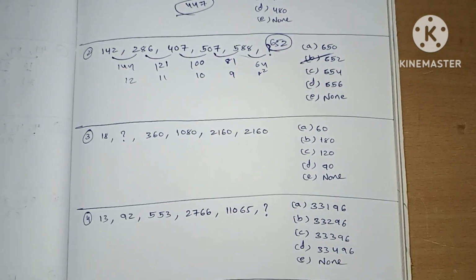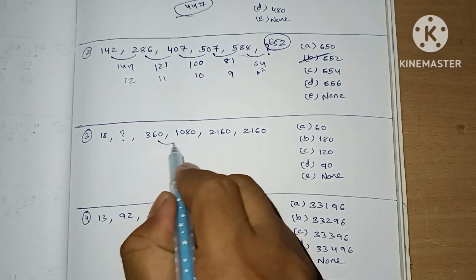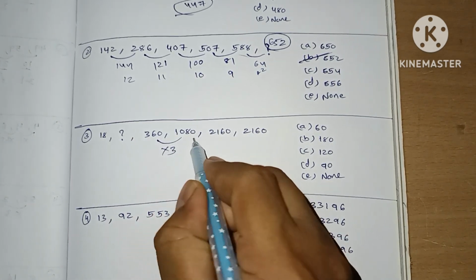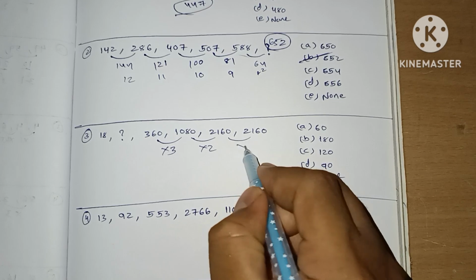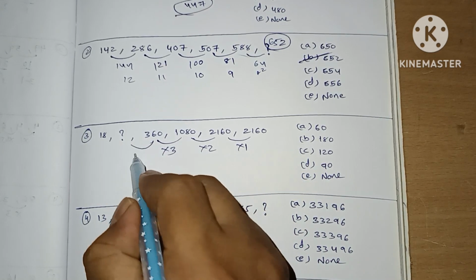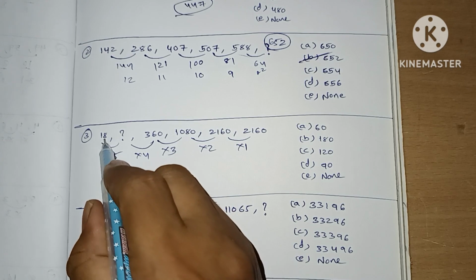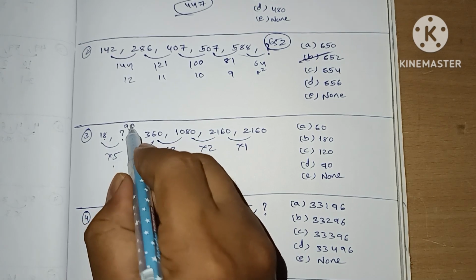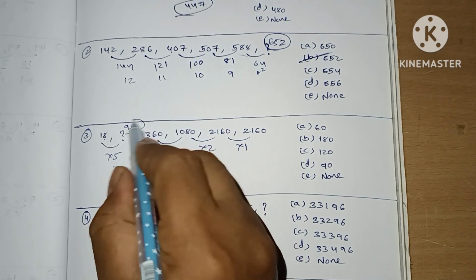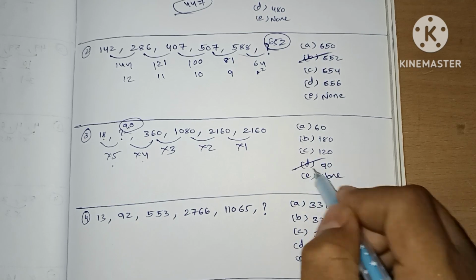Next, third one. Here it is clear that it is into 3 times, it is into 2 times, into 1 time. So here it must be into 4 times and it must be into 5 times. So 18 into 5 times will be 90. 90 into 4 times will be 360. So our answer will be 90. Option D is our answer.